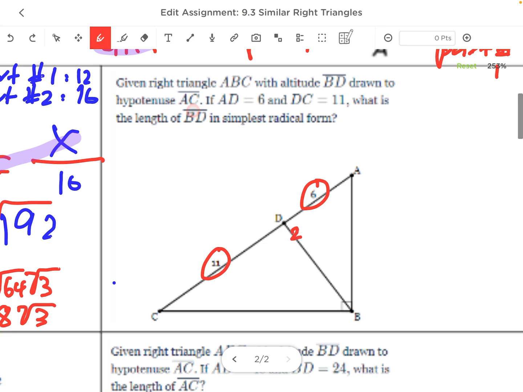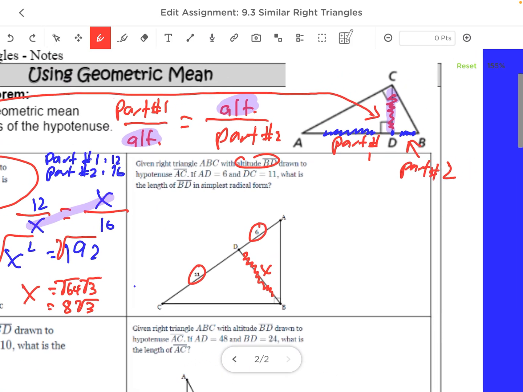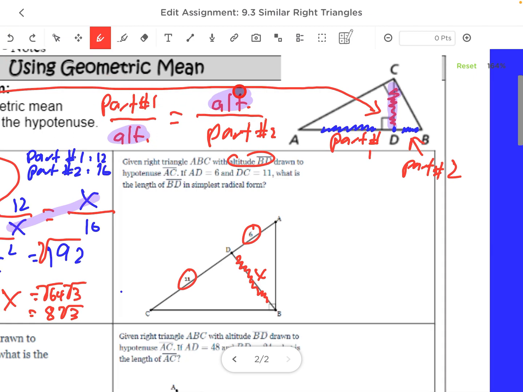So BD, this right here. Well, let's check that out. It says it's an altitude, so if we're trying to find that, then we can use our formula, geometric mean. Let's set that up. The altitude goes one on the bottom, one on the top, so I'm going to put x there and x there. Then part 1 goes over there, so part 1 is 6. And part 2 goes over there, so the other part is 11.